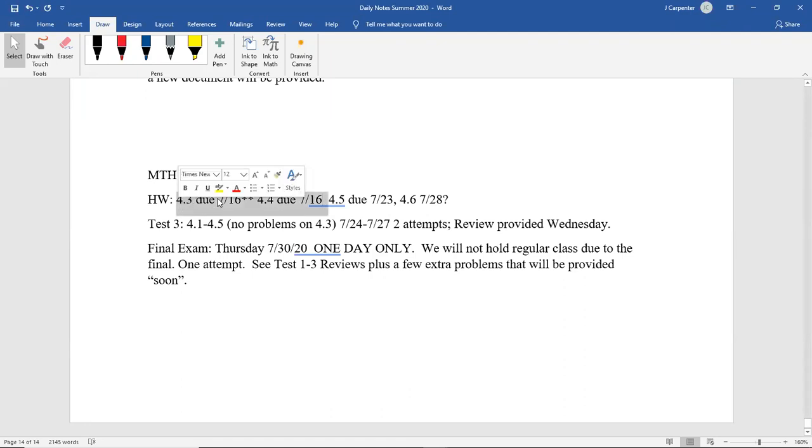The 16th has already passed, obviously, so we can delete those. So 4.5 is due on the 23rd. 4.6, I believe, will finish today, so that should be due on the 28th.